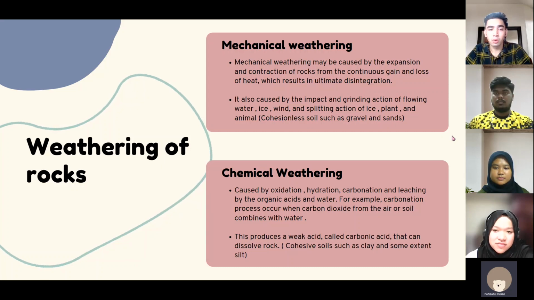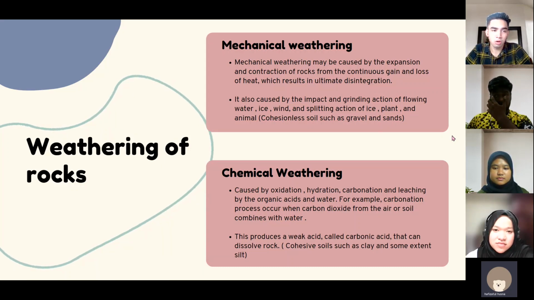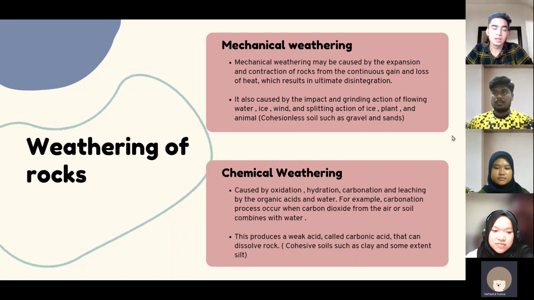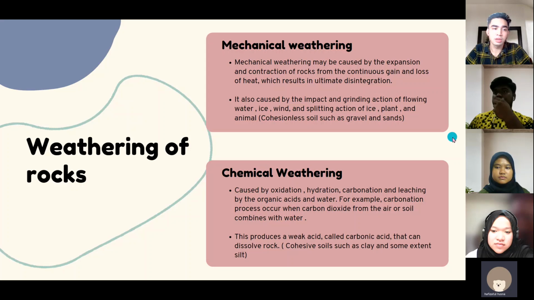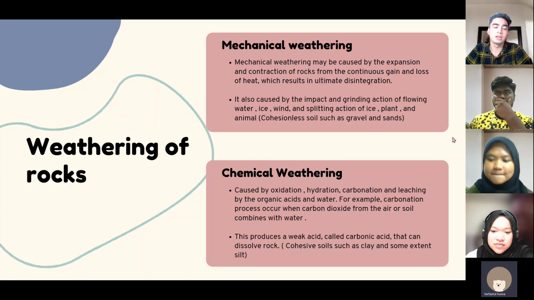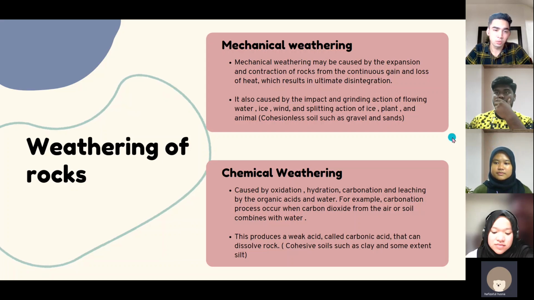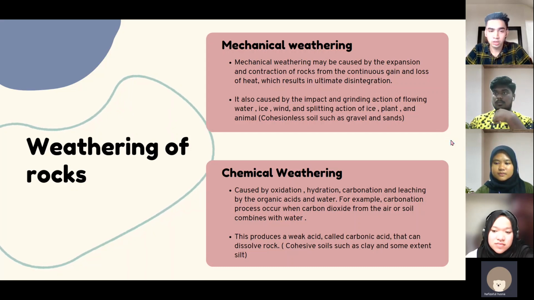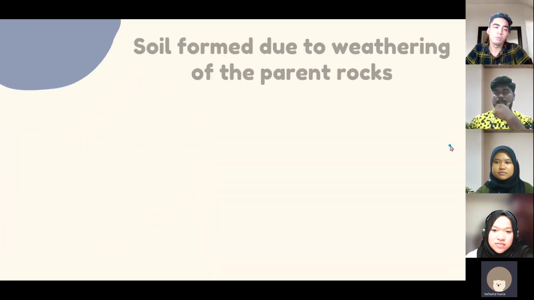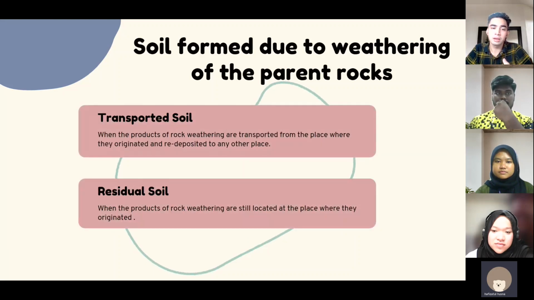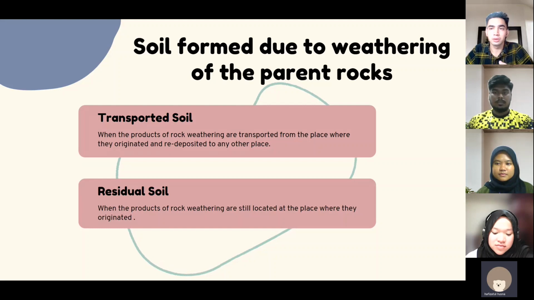The second type is chemical weathering. Chemical weathering is caused by rainwater reacting with the mineral grains in rocks to form new minerals, which are clay and soluble salts. These reactions occur particularly when the water is slightly acidic. The major reactions involved in chemical weathering are oxidation, hydrolysis, and carbonation. Oxidation is a reaction with oxygen to form an oxide. Hydrolysis is a reaction with water, and carbonation is a reaction with carbon dioxide to form a carbonate. The next slide is about soil formed due to weathering of parent rock. For better understanding, Alia will elaborate more on this part.